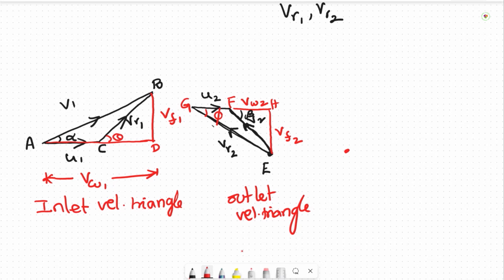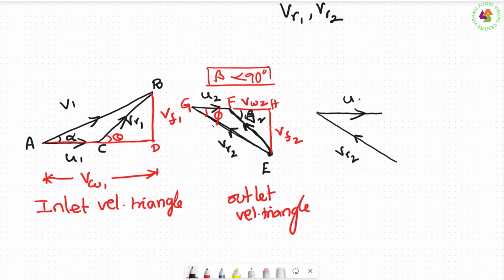Here, if you see this beta in this picture, beta is less than 90 degrees. There are cases where beta can be 90 degrees also. In such a case, the outlet velocity triangle will change a little bit, so that also I will show. Suppose this is VR2, this is U2, right? Now if I join, beta is 90. So this is V2. Now you see the angle made by this will be 90 degrees.